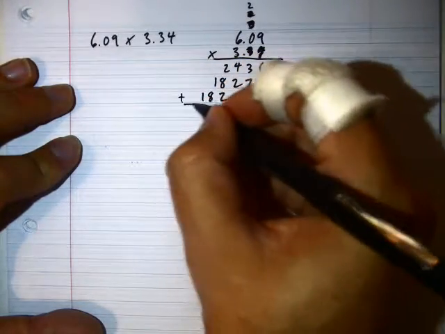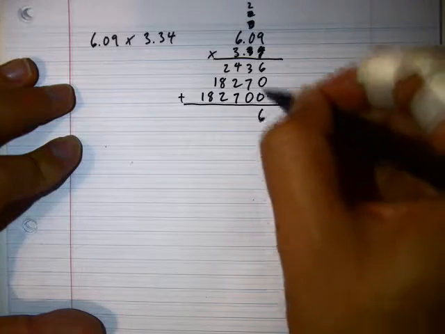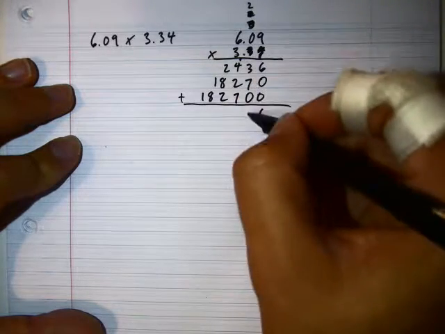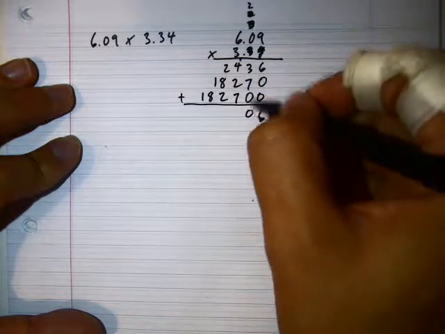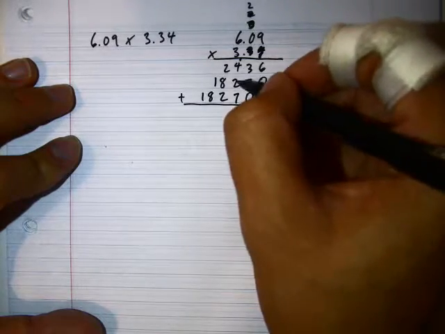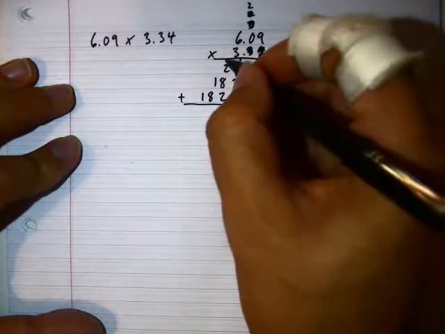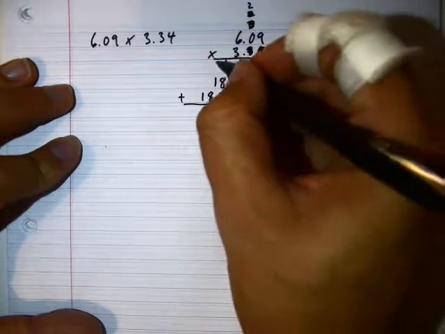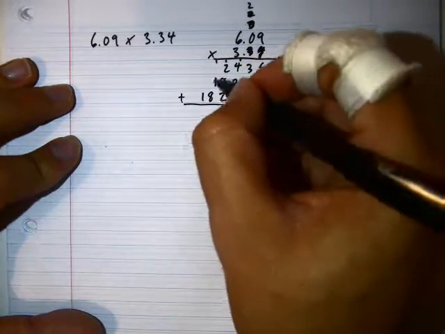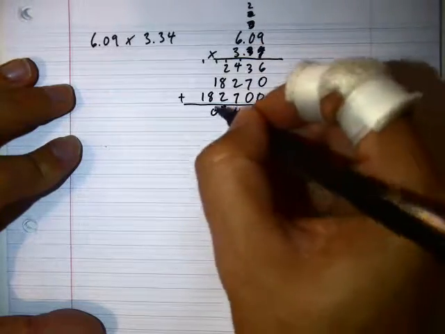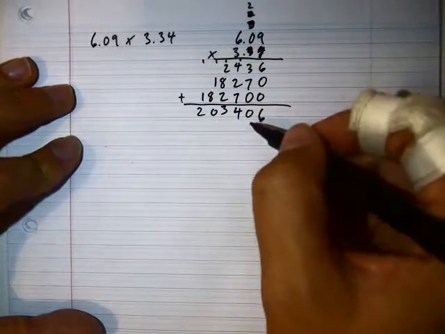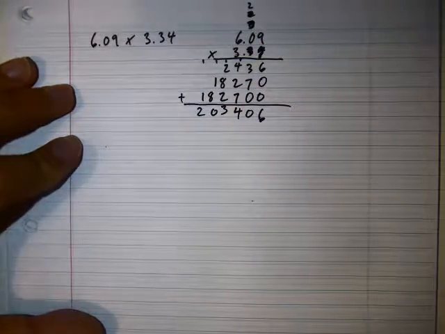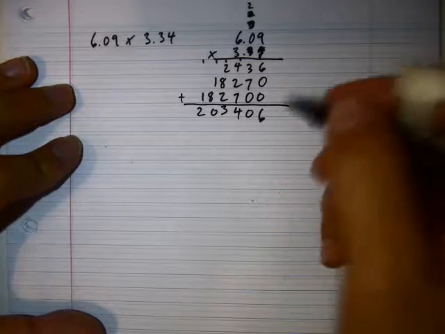Okay, now I'm going to add up my total. 6. I'm going to carry 1. I've got 7 and 3 is 10. 4, 5, 6, 7. 7 and 7 is 14. 10, 11, 12, 13. 8, 9, 10. And 2.